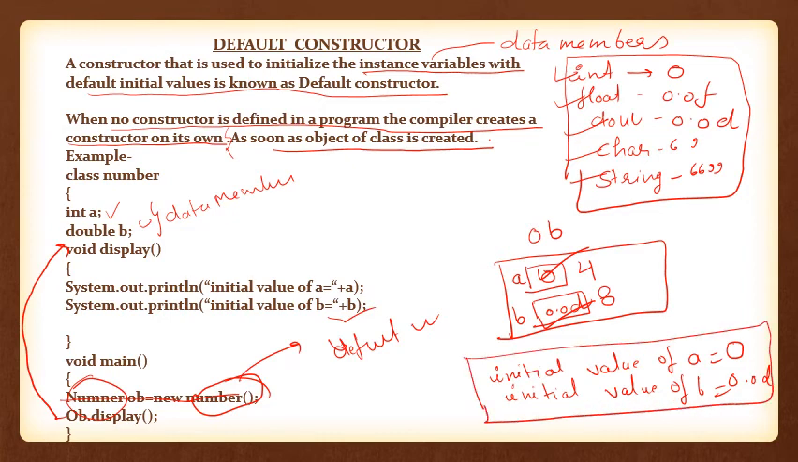So when no constructor is defined in the program, in that case also the compiler creates a constructor on its own as soon as the object of the class is created. And that constructor is known as what? Default constructor. So constructors are of two types, default constructor and user defined. The default constructor is defined in a program by the Java compiler as soon as the object of a class is created.